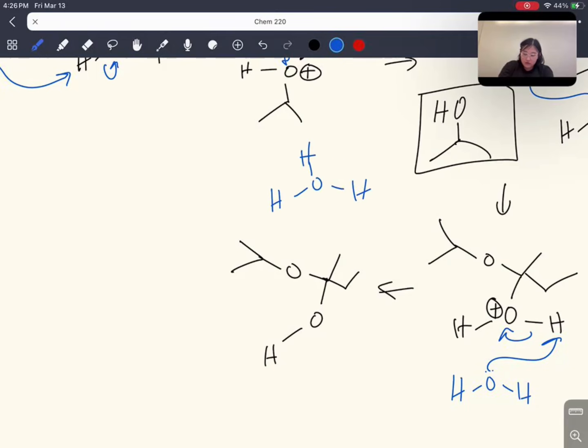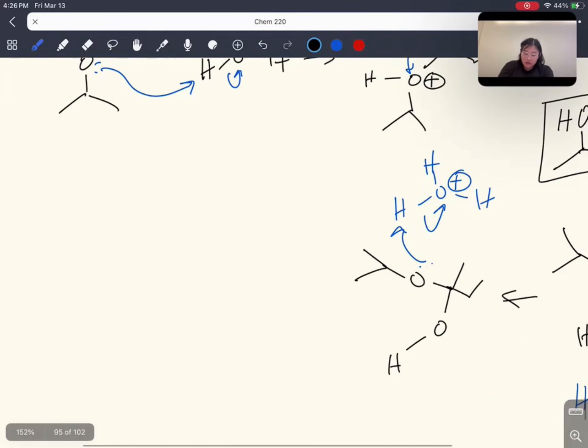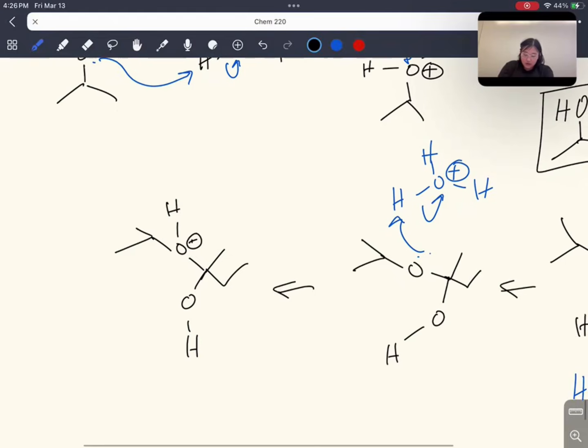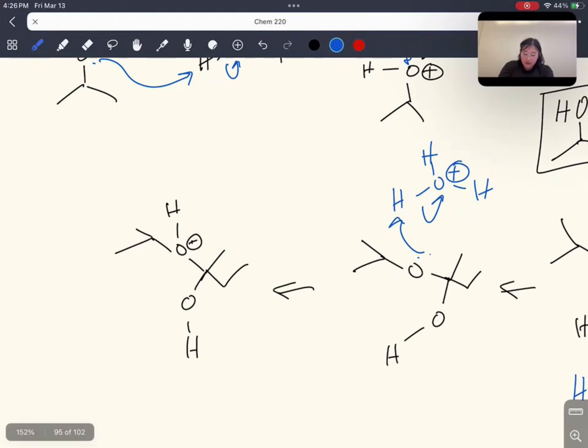So now this top oxygen can become protonated, right? And so we can draw that like this. Similar thing to last time, if an oxygen has a positive charge, it's a really good leaving group. And so this whole thing can leave.